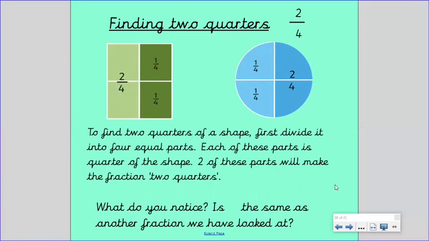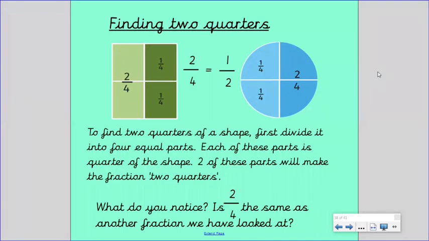I've got a question here that I'd like you to think about. What do you notice about the fraction 2/4? Is 2/4 the same as another fraction we've looked at? Maybe pause the screen here and have a think. What's it the same as? Have you thought about it? 2/4 is the same as 1/2. Okay, you can see that visually here. 2/4 is the same as splitting into half.